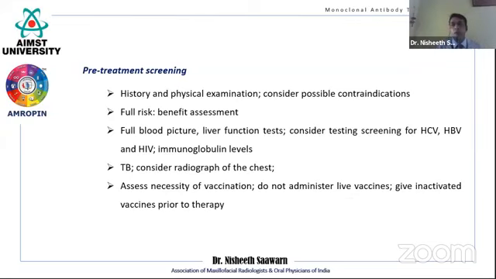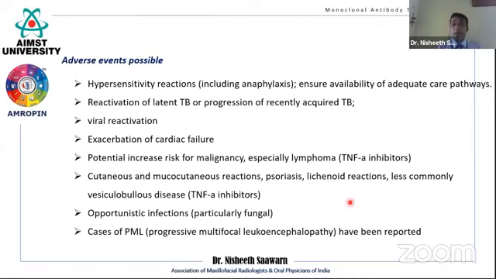Okay. Then what are the adverse effects that we can expect? We have already discussed a lot; I'm just summarizing them. There may be hypersensitivity reactions, including anaphylaxis. So expect that and be prepared to handle it. Keep your armamentarium, the drugs, the doctors, or the hospital ready for that.